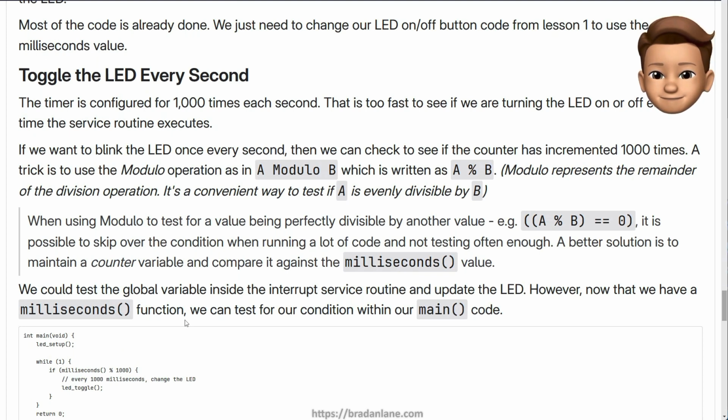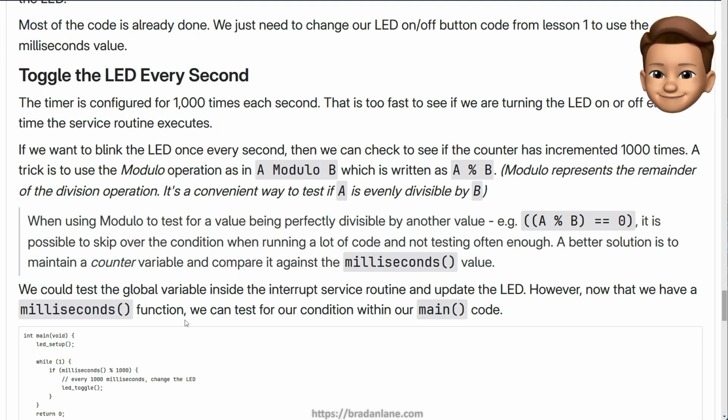We have a function that we can call called milliseconds. What we want to do is compare our milliseconds. You can do this a couple of different ways. For code that's running very quickly, it's easy to use a function called modulo. It's a mathematical operation that simply divides A by B and gives us the remainder. If the remainder is 0, then we know that A is perfectly divisible by B.